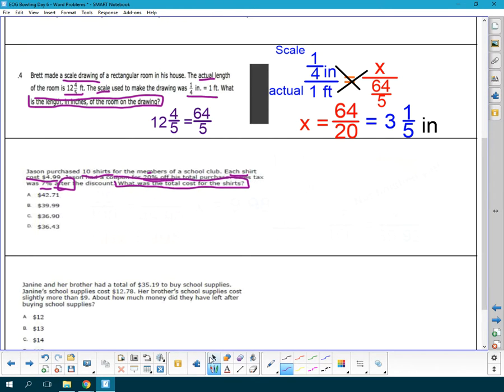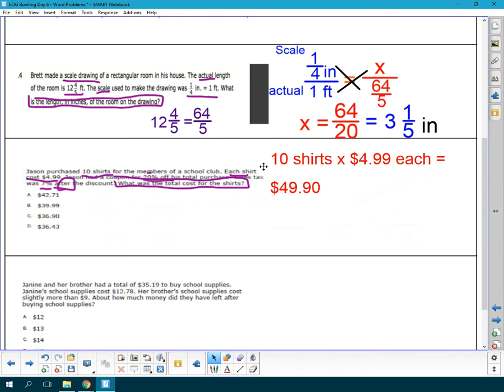First thing I think it makes sense to do is to figure out how much money he spent on the shirts in the first place. He bought 10 shirts for $4.99 each, so he spent $49.90 on the shirts before the coupon and before the tax. Then we need to figure out what 20% of $49.90 is.